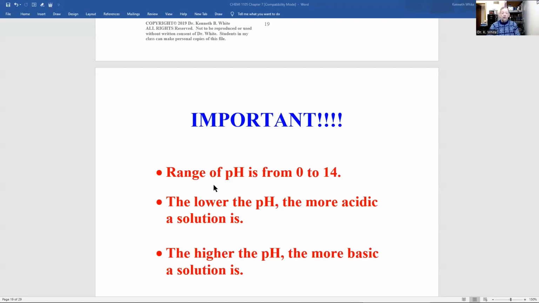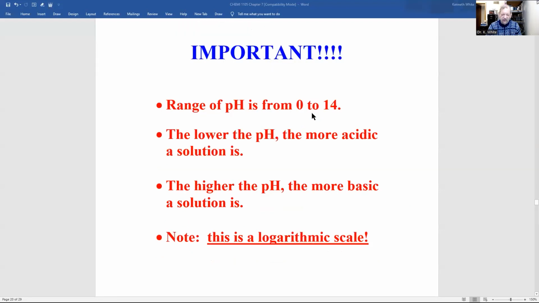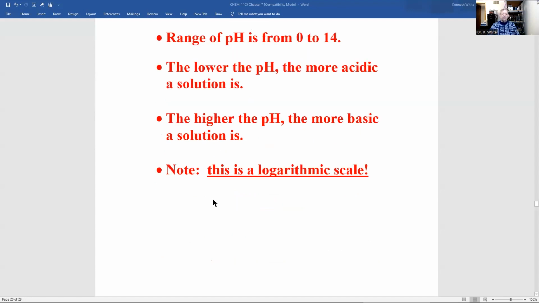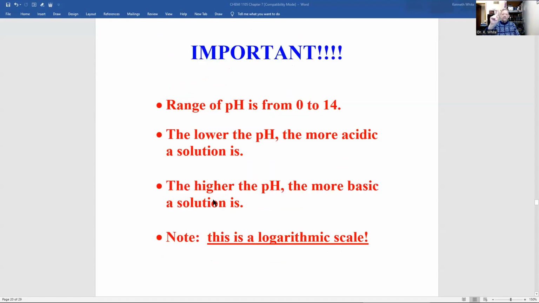So pH is never greater than 14, never less than 0. Now, the lower the number, the more acidic the solution is. The higher the number, the higher the pH, the more basic. This is a logarithmic scale. Each change of 1 pH is a power of 10 times difference in the concentration of the hydronium ion. So a pH change from 1 to 2 is a significant change.